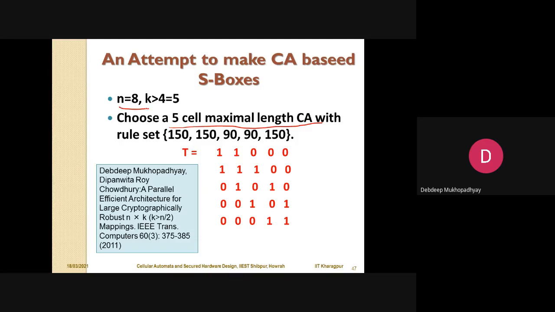Note that this is not a bijective map, and many block ciphers need a bijective map. There are other examples where n×k can also be used, in particular when you're using Feistel constructions, which are there in the DES family of ciphers.